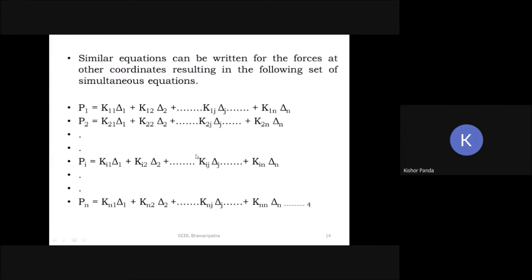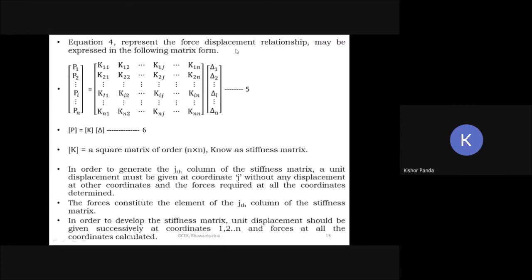So you can rewrite this equation in the matrix form of the force and displacement relationship. Here this is the force matrix P1, P2, Pi, Pn, which is a column matrix, and delta 1, delta 2, delta i, delta n, which is also a column matrix. This is the displacement matrix, and the square matrix, the inner one, is called the stiffness matrix. The order of the stiffness matrix is n into n, the force matrix is n into 1, that is n rows and 1 column, and the displacement matrix is also of order n into 1.